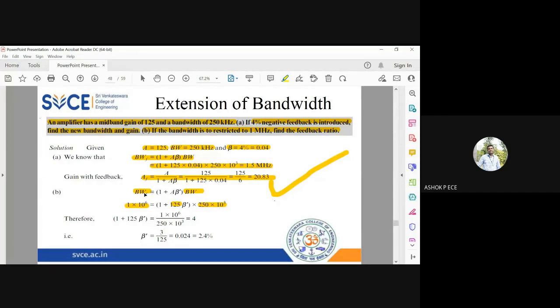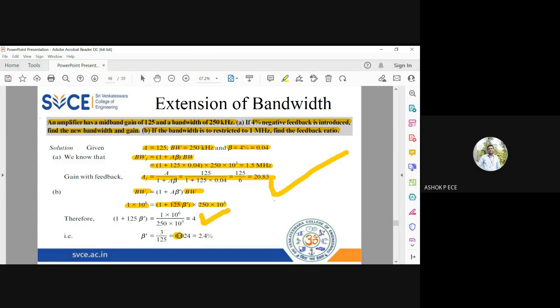So BWF is 1 megahertz as it is given in the second subdivision. BW is 250 kilohertz. We'll take it as it is. A value is 125, and I'm going to find out what is beta dash. So simple, all parameters are known, only beta dash is unknown. So you can have the parameter involving beta dash on one side and take other things to the other side. So 1 + 125β' will be 1 × 10^6 / 250 × 10^3. You get 4. Or 125β' is going to be 3, or β' is going to be 3/125.